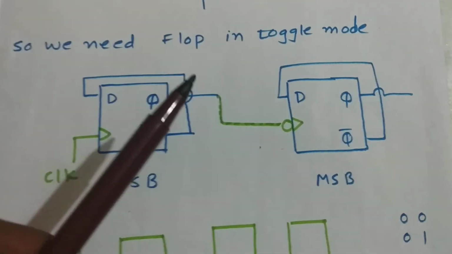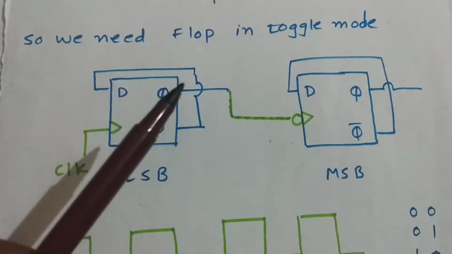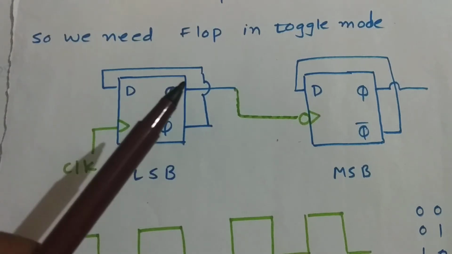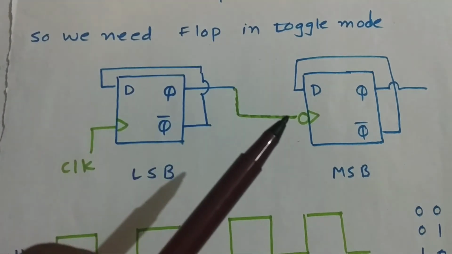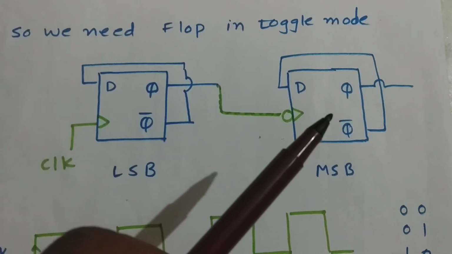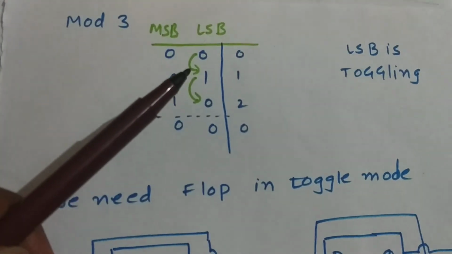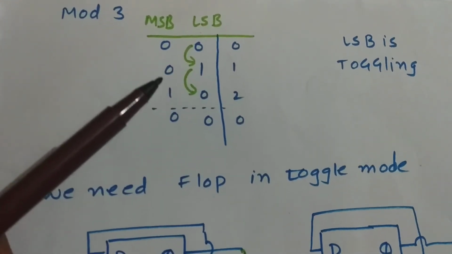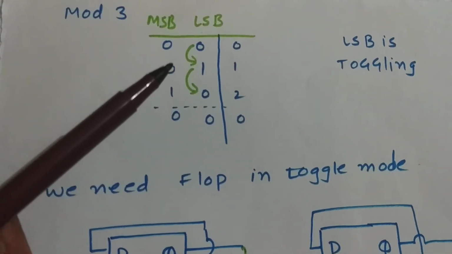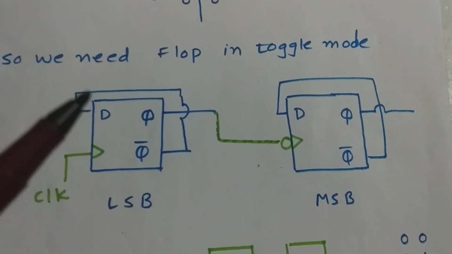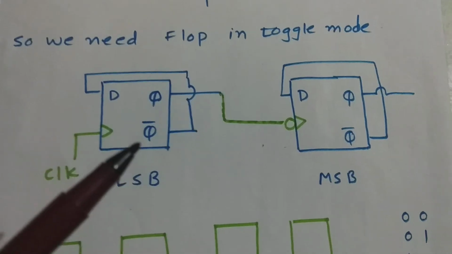So as I said, this is an asynchronous design. So we are giving the output of Q to the clock as a negative edge for the MSB bit. So now whenever this LSB bit goes from 1 to 0, the MSB bit will toggle. Okay, so this is the mod 3 counter, but it's not yet done.